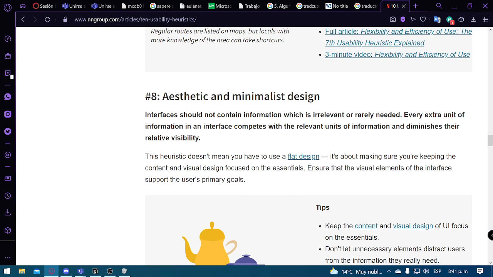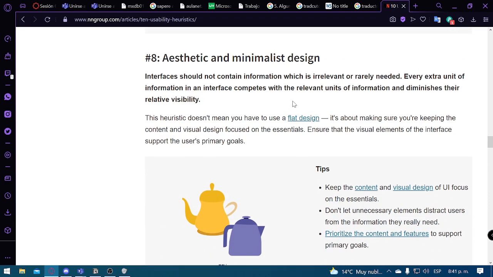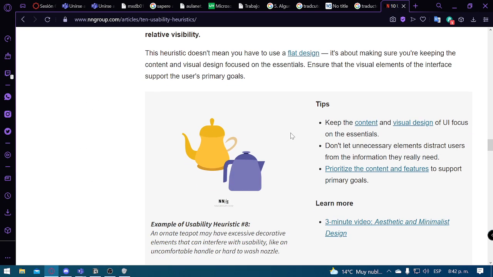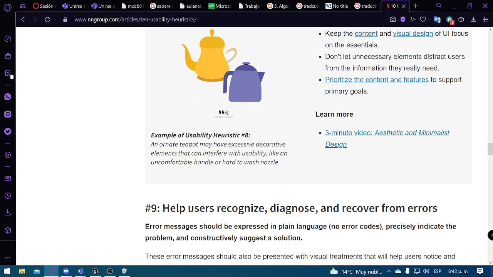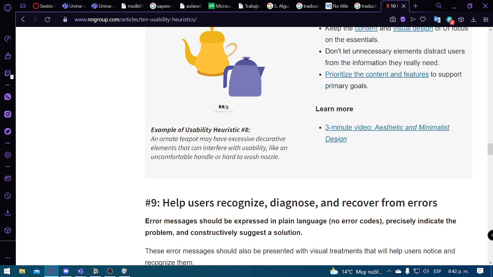The eighth tip is the aesthetic and minimalist design. It is important to have a clean design, not an unclear design, and you don't have to fill your web application with too much information because it is not good for the final user.